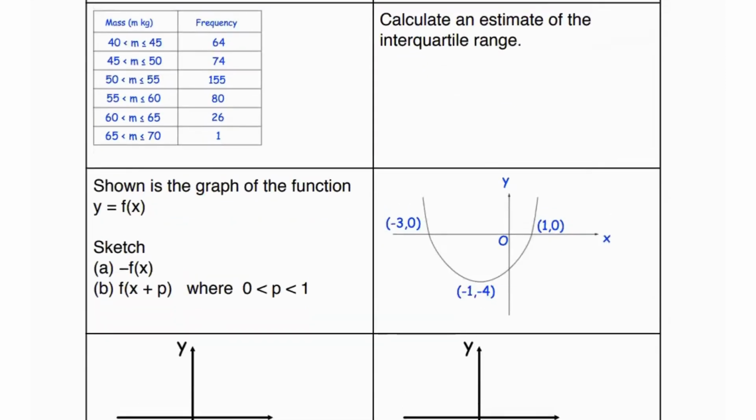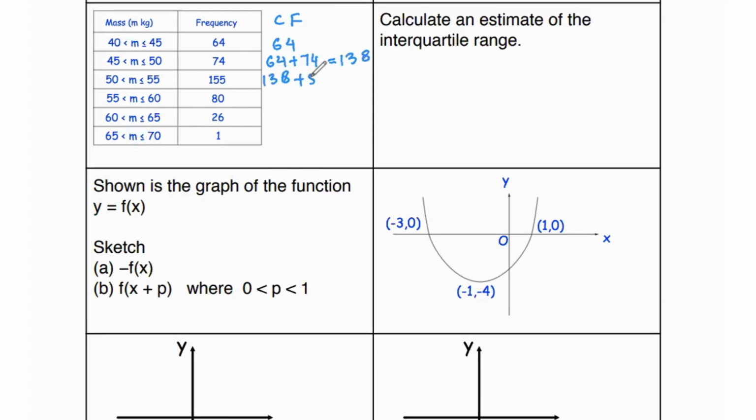Next question says, calculate an estimate of the interquartile range. For the interquartile range, first we need to find the cumulative frequency. So let's start with 64. Always start with the first digit and then you add the digit to the next and keep on repeating it till you reach the final number. So 64 plus 74, which is equal to 138.